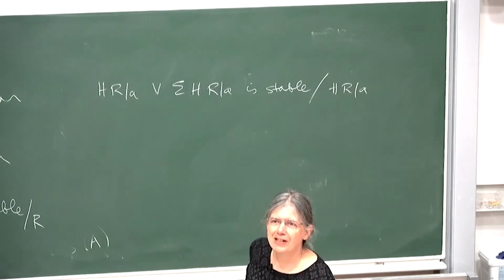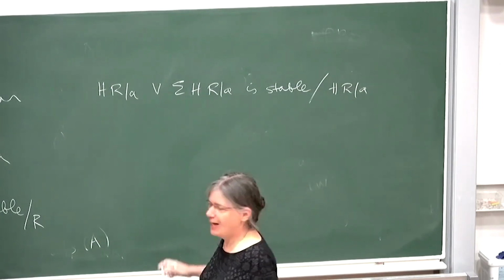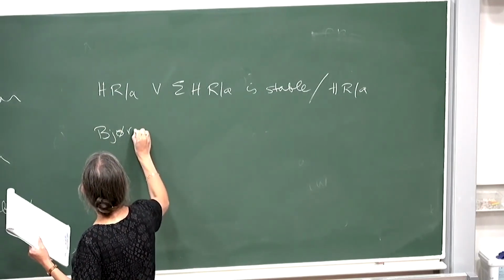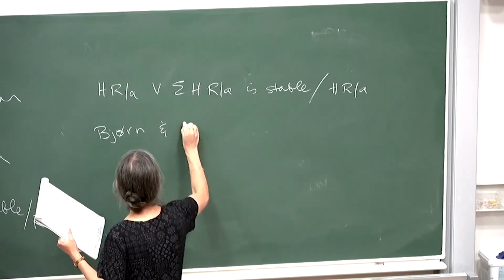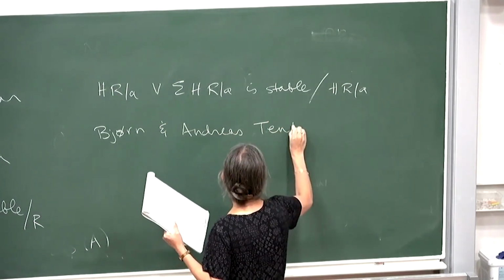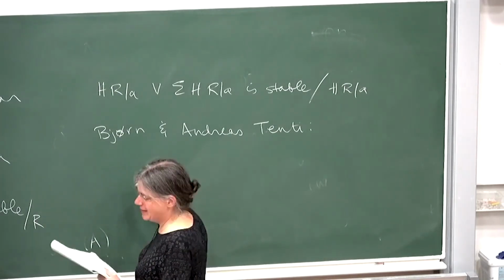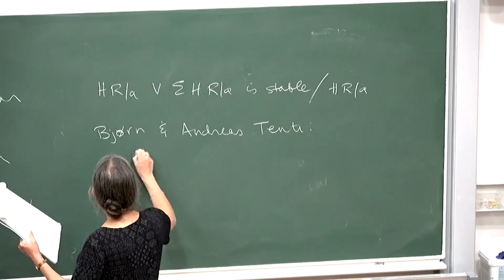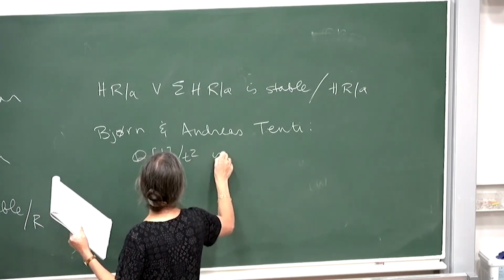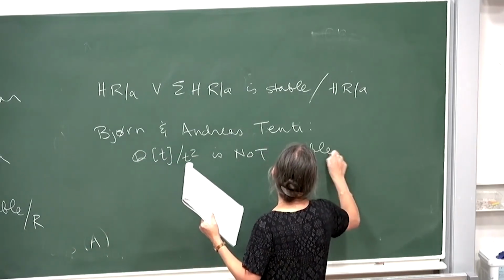It doesn't look like I'm going to cover all the rings in the world, and I'm not going to, because Bjørn and Andres Tenti showed that you don't need to go very far to find a non-stable example, namely Q[T] modulo T squared is not stable over Q.